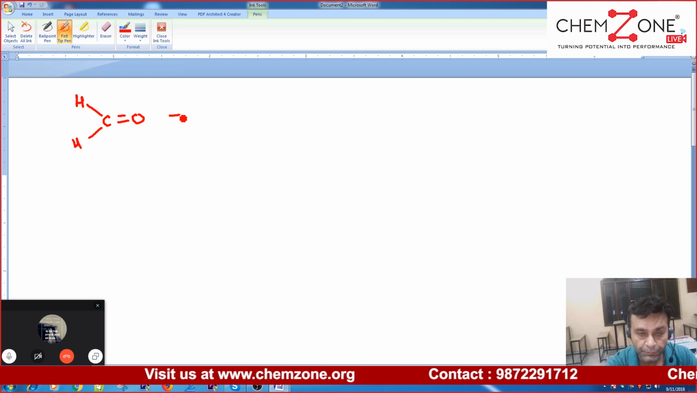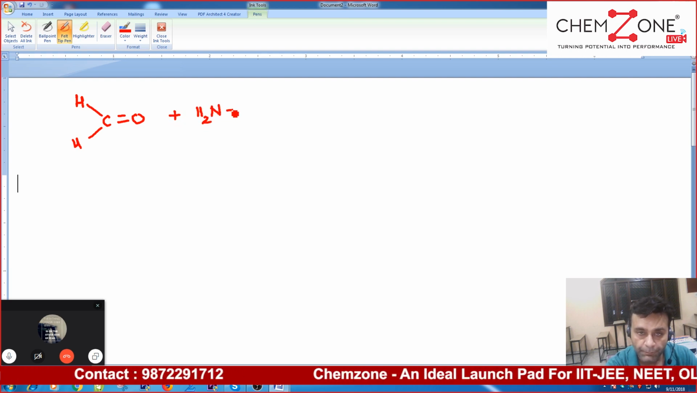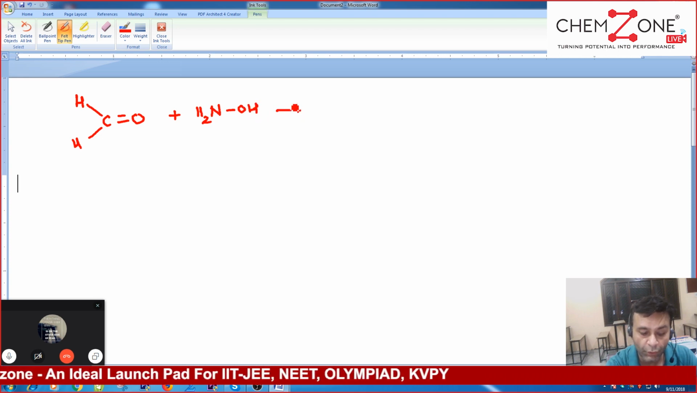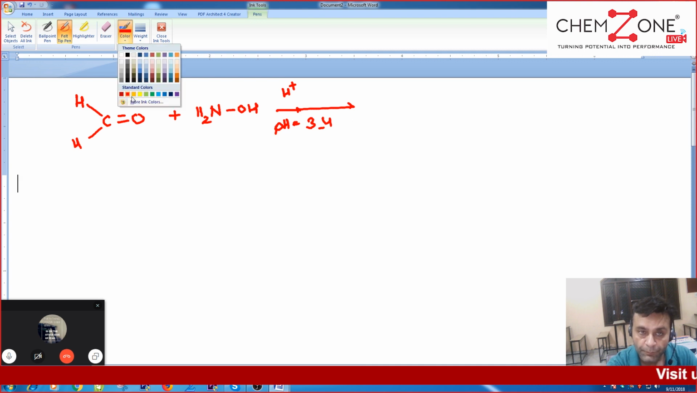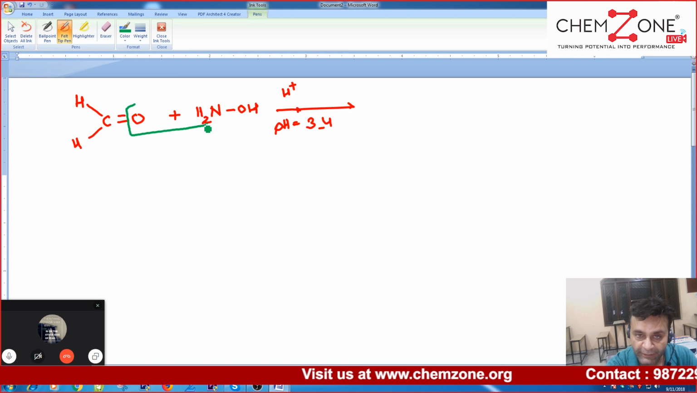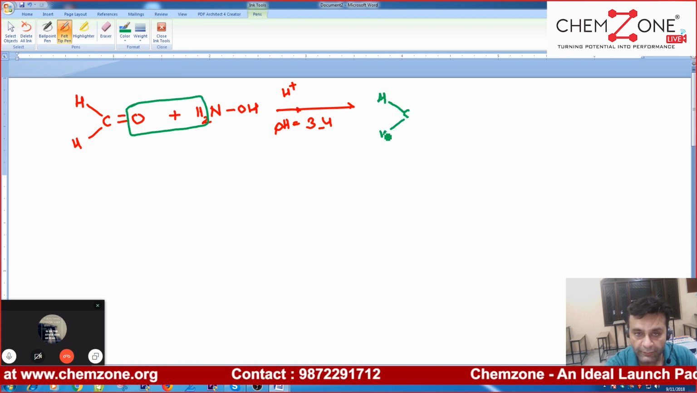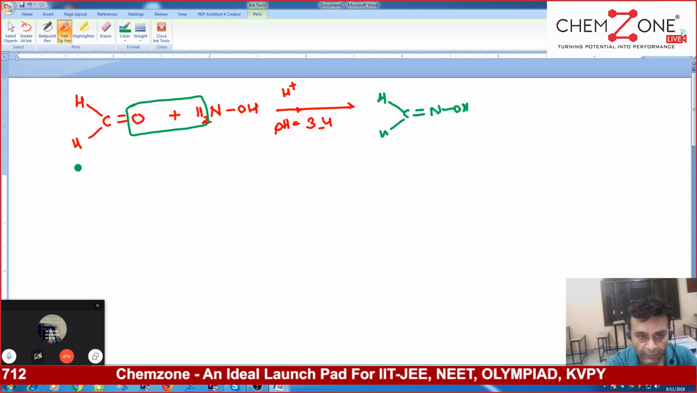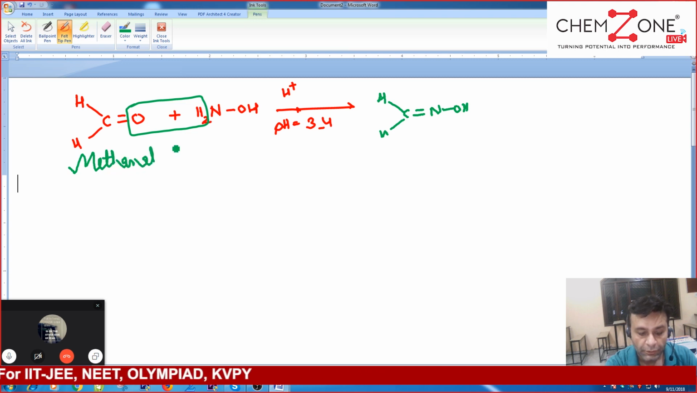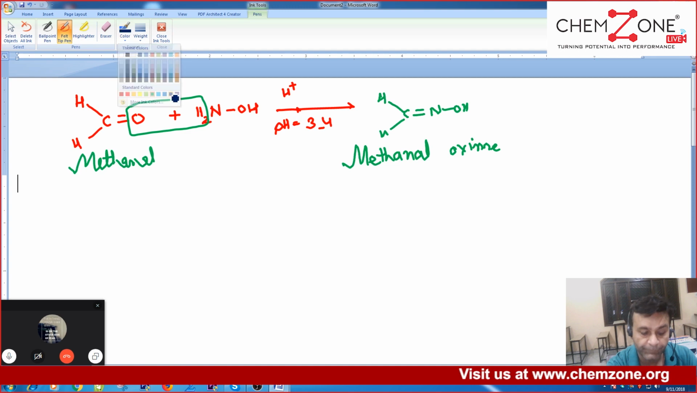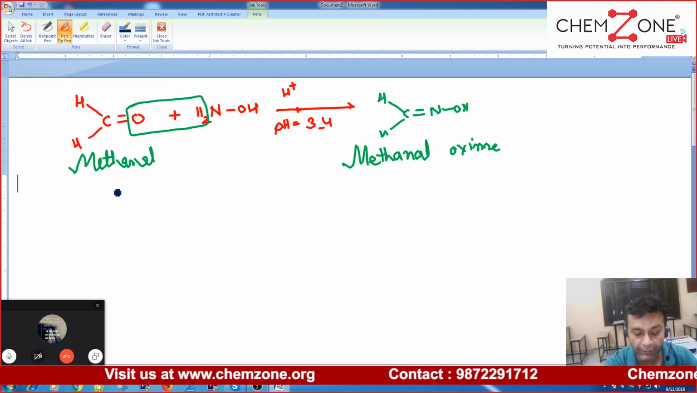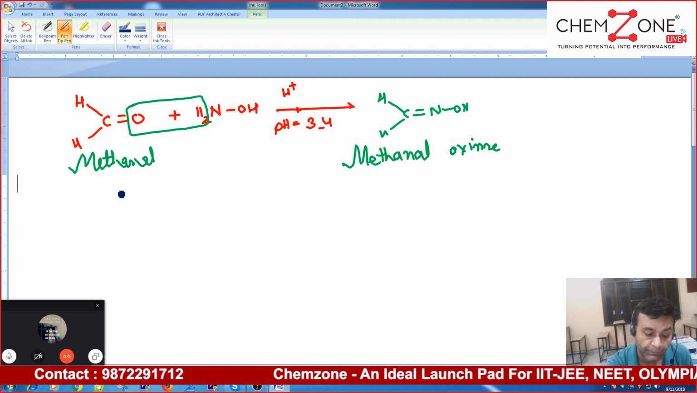Now, can you tell me the common name of this compound? Formaldehyde. And what is the IUPAC name? Methanal. If you react it with hydroxylamine in the acidic medium and having a pH of 3 to 4, it can be 3.5 also, then what will happen? Generally we say the water goes out and we get here the oxime. So this compound will be called methanal oxime. If you have ethanal, then we call it ethanal oxime. If you have a ketone like propanone, then we say propanone oxime, right?